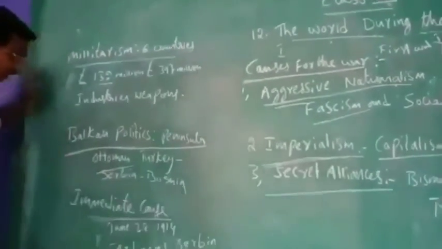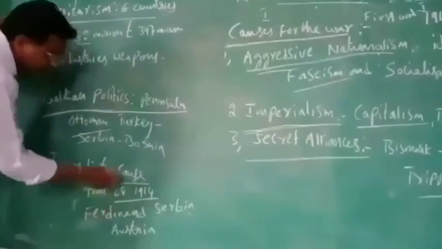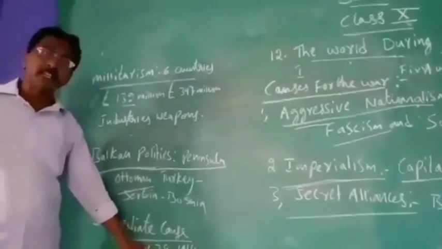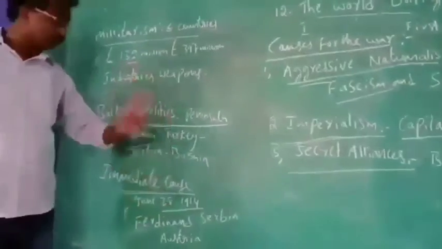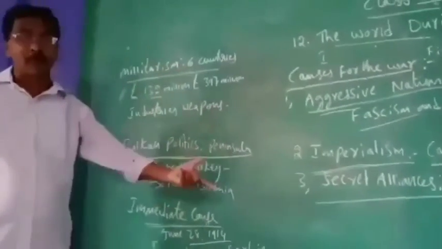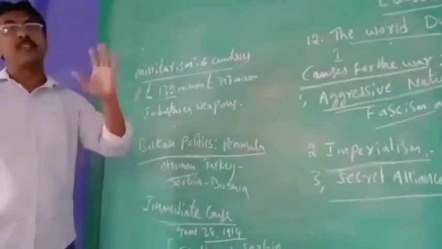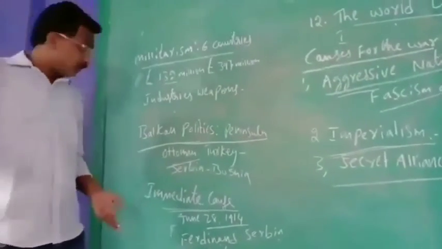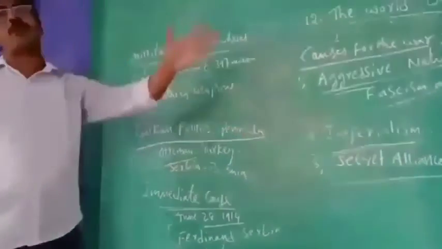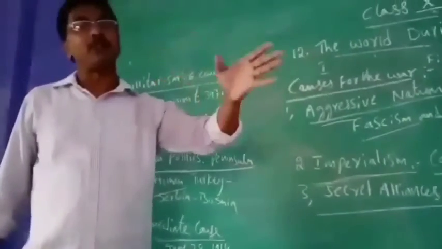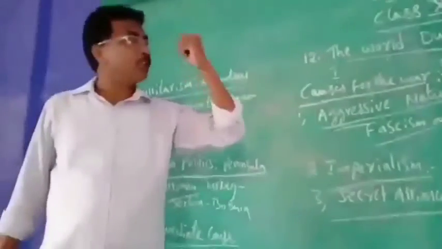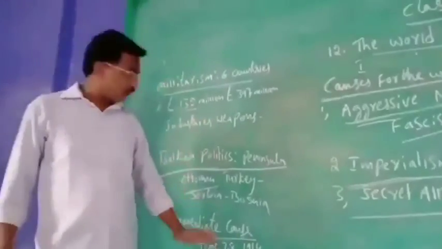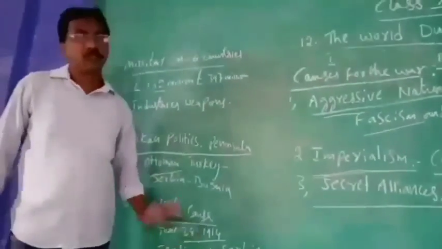On June 28, 1914, they sent a letter to Serbia to give the explanation, but they did not do so. Immediately another letter was sent, on July 28, 1914: we want to keep a war with you. So like that, the war happened.